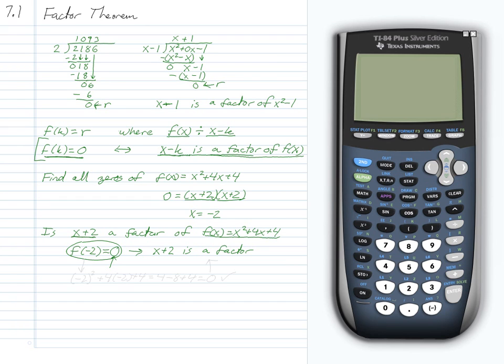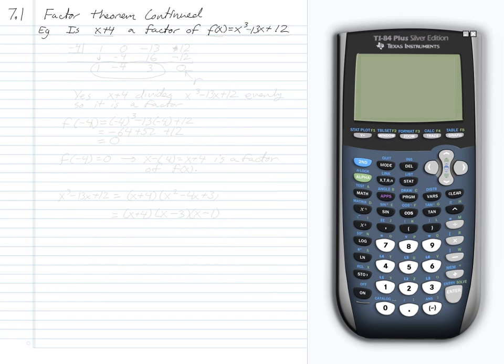So f of negative 2 is negative 2 squared plus 4 times negative 2 plus 4. That is 4 minus 8 plus 4. So since f of negative 2 equals 0, x plus 2 is indeed a factor. We already knew that, but this illustrates how this will be useful later on with larger, more complicated polynomials.